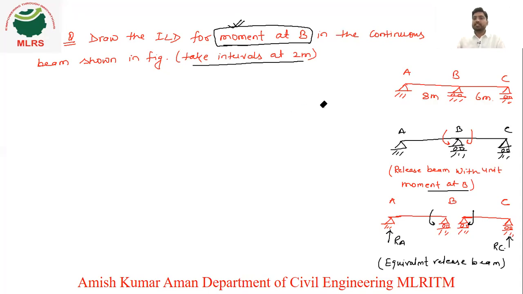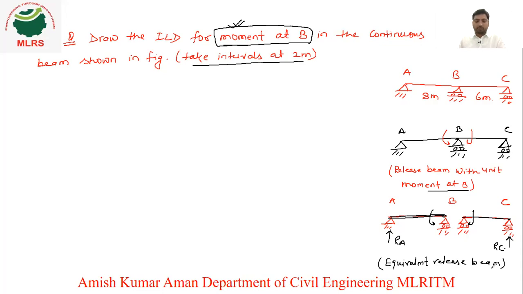That is called the equivalent release beam. So we can draw this beam like this. This is your first span AB and this is your second span BC, right? This is called the equivalent release beam. It is the same beam, but we have divided it into two parts, for the AB span and for the BC span. So this is your equivalent release beam.